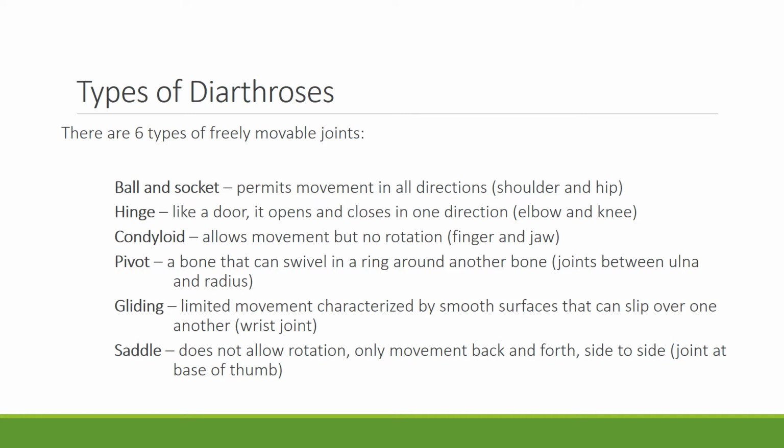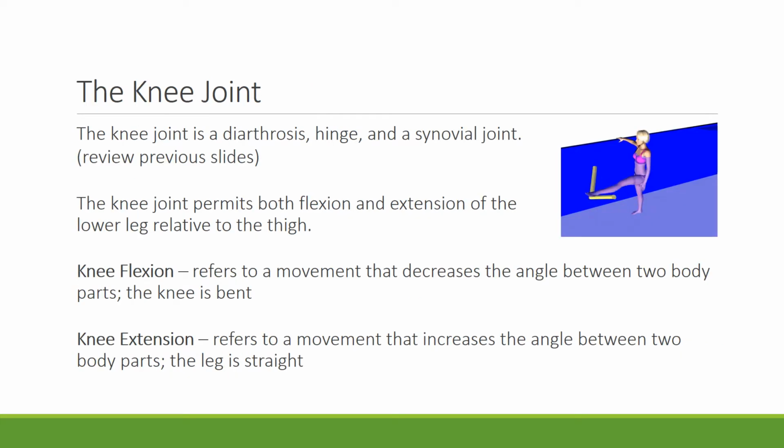Gliding joints have limited movement characterized by smooth surfaces that can slip over one another. An example of this is the wrist joint. And a saddle does not allow rotation, only movement back and forth or side to side. This is the joint at the base of the thumb. The knee joint is a diarthrosis, a hinge, and a synovial joint. If you're unsure, go back and look at the previous slides.